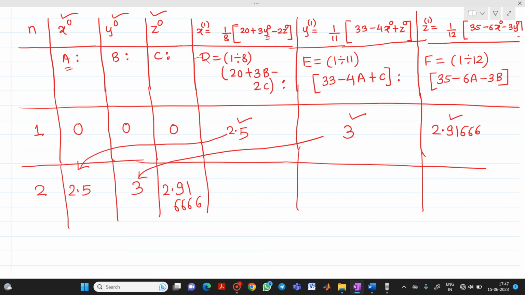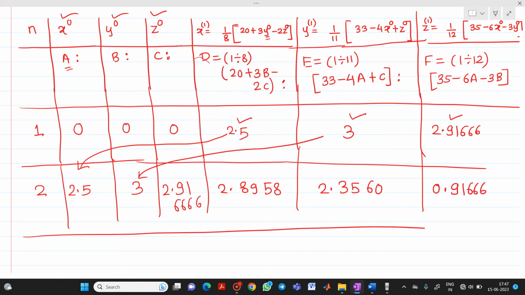For D it was 2.8958. For E it was 2.3560 and for F it was 0.91666. Now if I want to solve iteration number 3, then what to do?